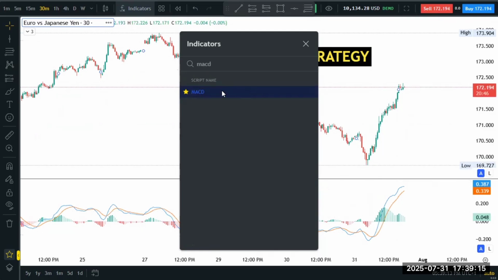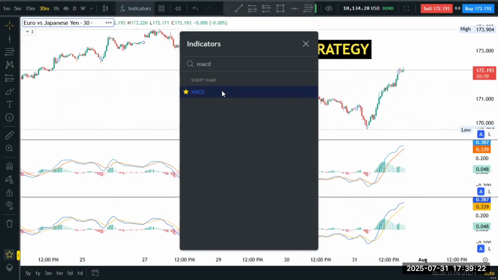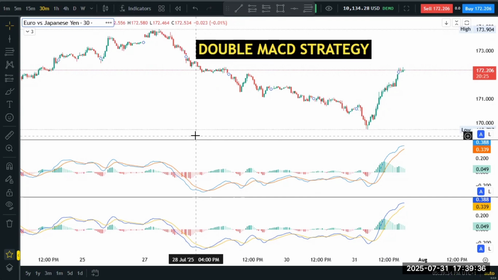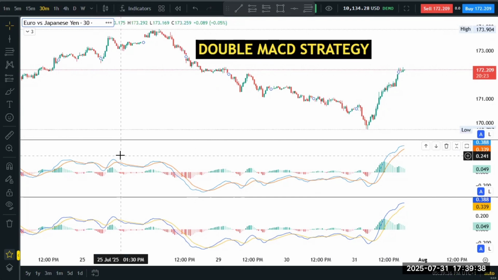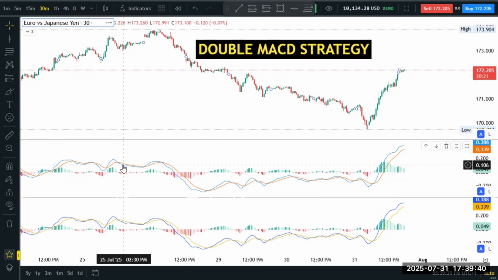We need two of them, so I am going to click again. Now I have two MACDs on my chart. After that, just cancel this X here. We have added dual MACD on our chart. We are going to change the settings so that we can begin to use it for our trading.